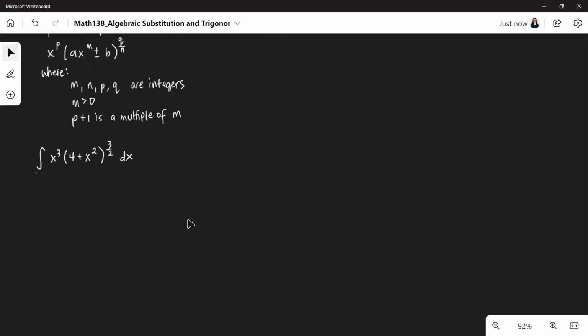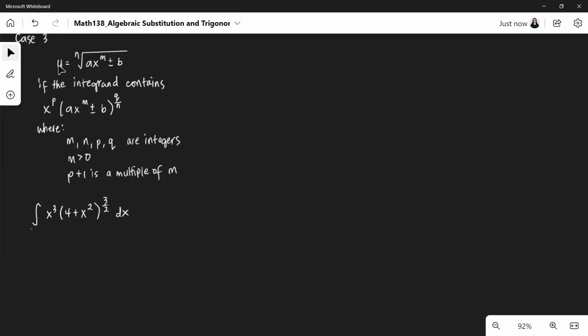So for example, we have x cubed times 4 plus x squared, quantity raised to 3 halves. So all are integers. We have 3, 2, and 3, and 2 for the q over n. And then p plus 1 must be a multiple of the power here of x. So 3 plus 1 is 4, and then 4 is a multiple of 2. So therefore, we can use this substitution that u be equal to the nth root of the function being raised to a fractional power.